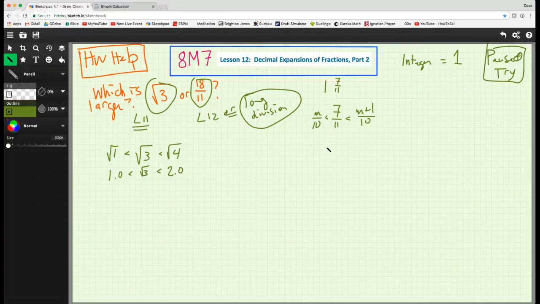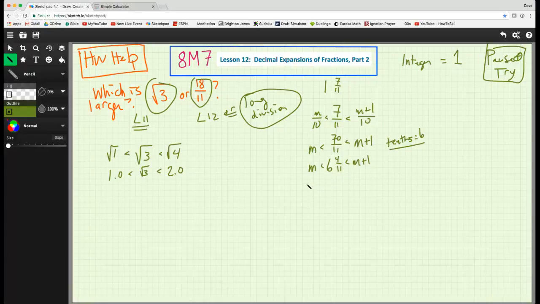All right, now we're going to multiply everything by 10, and we'll get m is less than 70 over 11 is less than m plus 1. Keep doing that. So m is less than 6 4/11 is less than m plus 1. So our tenths is equal to 6.